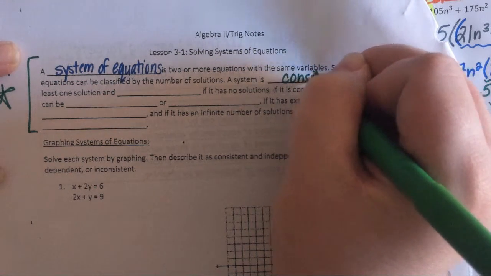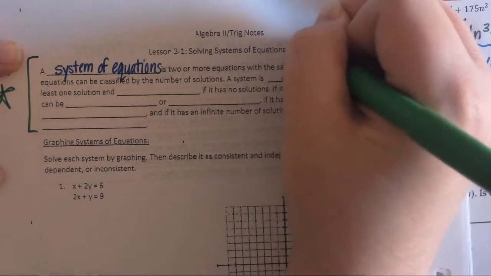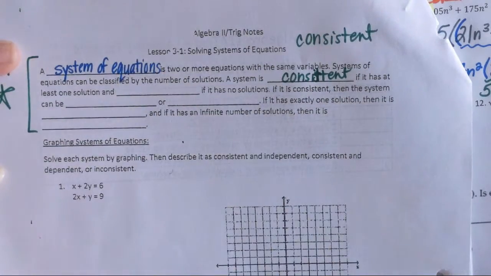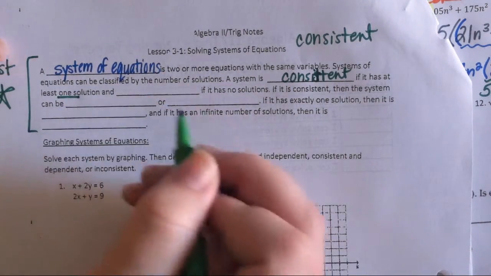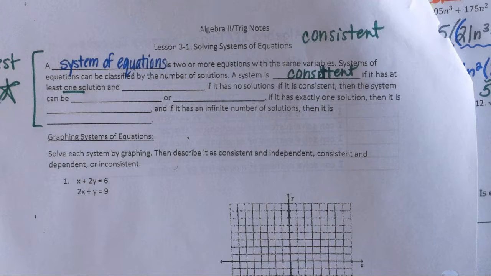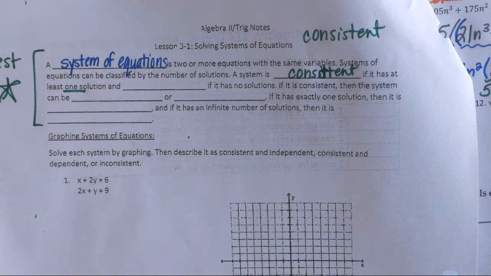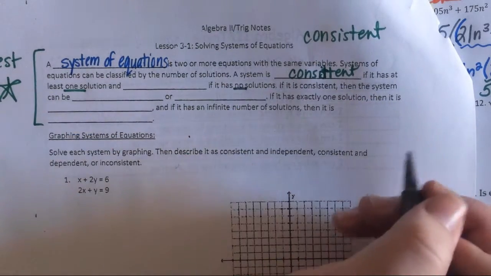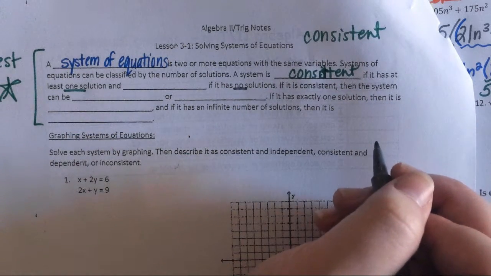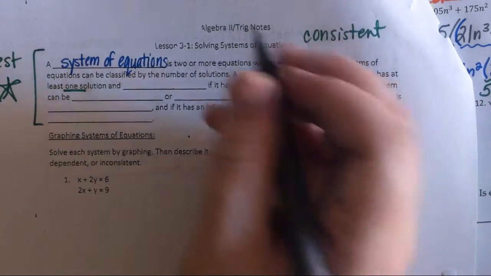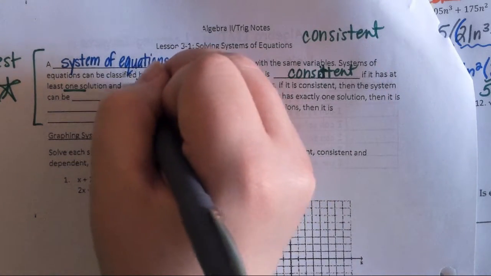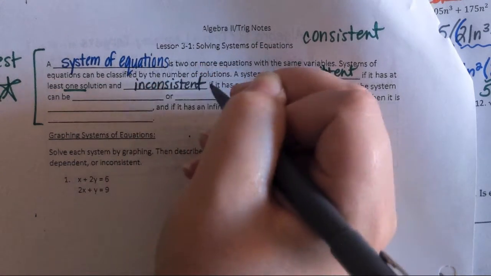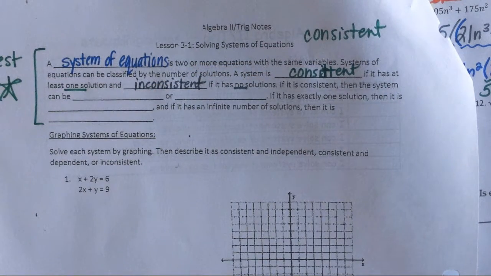Can't spell today. Consistent. A system is consistent if it has at least one solution. So consistent goes with one. And then what word would go with no solutions? What's the opposite of consistent? Non-consistent. So we're going to have inconsistent. If you have one solution, you're called consistent. If you have no solutions, you're called inconsistent.